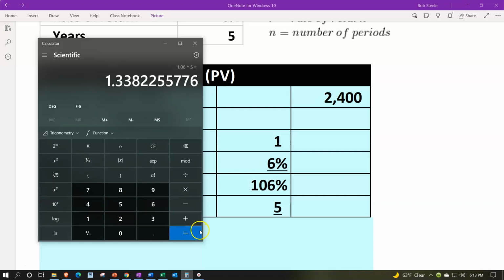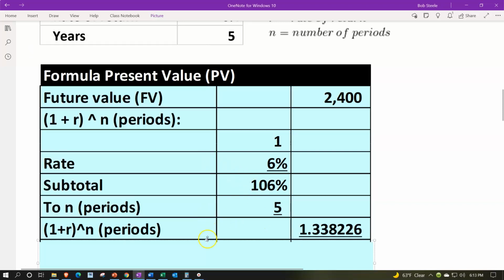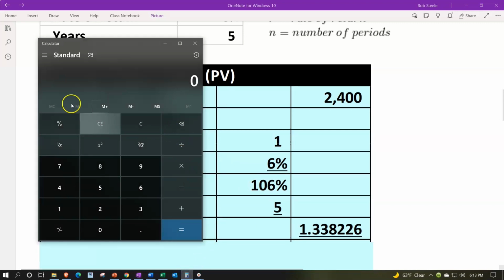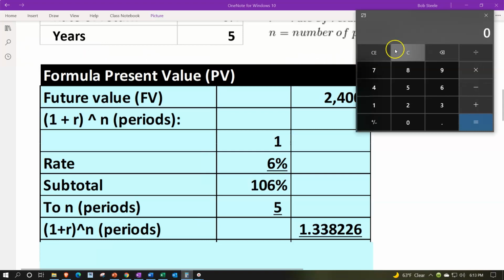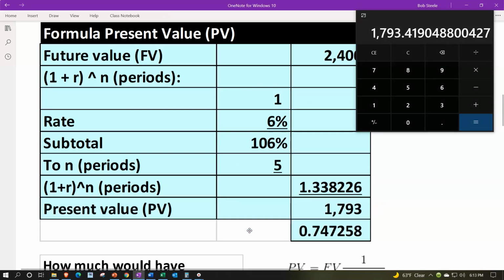1.33822. Let's bring it back to the normal calculator. So that's going to be the 1.33822 about. And then we can do the division problem, which is going to be the 2400 outer column now, divided by about 1.3382226. That's going to give us about the 1793. There we have it.